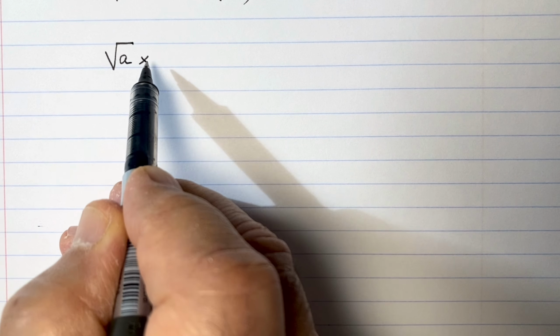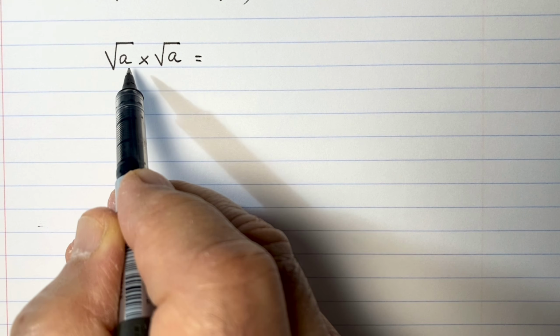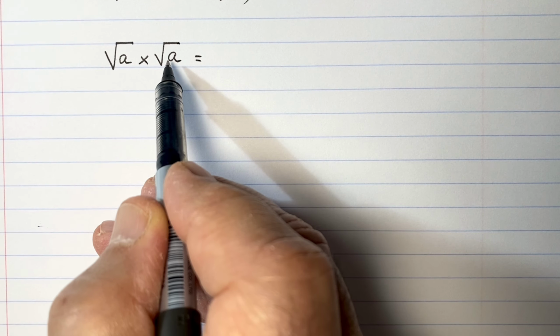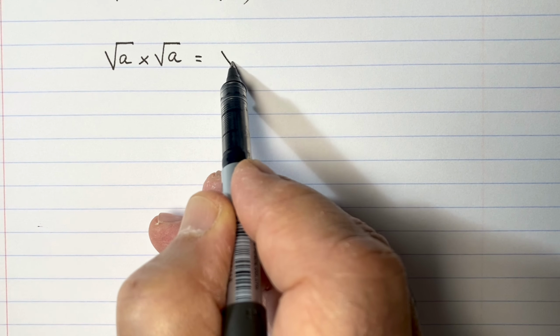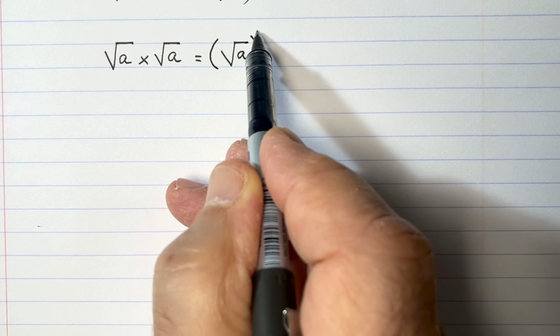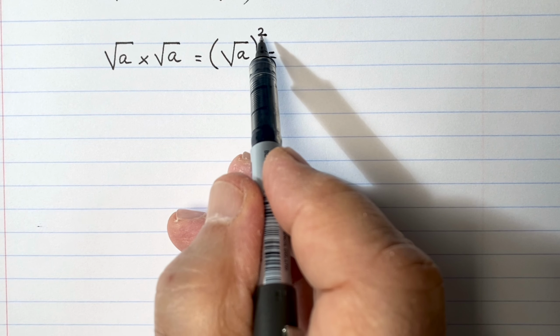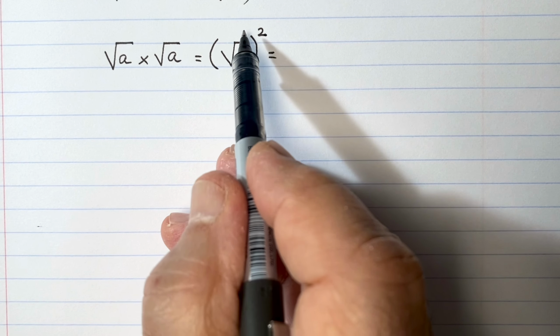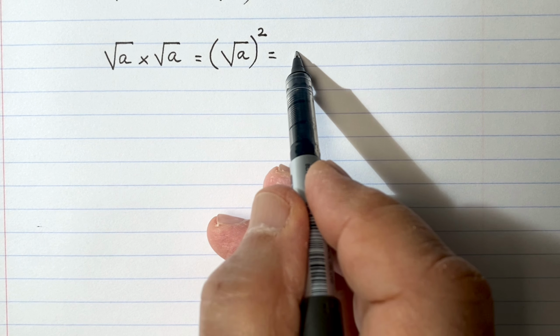Let's talk about now what happens when I multiply root of a by root of a. I'm going to explain to you why root of a times root of a will be just a. Root of a times root of a, I can write root of a to the power of 2. And you know, square root and power of 2 are two opposing actions. So power of 2 would cancel square root, and we have a.